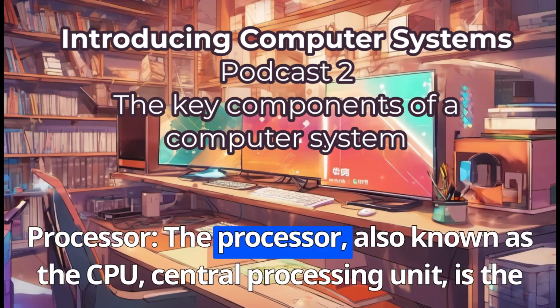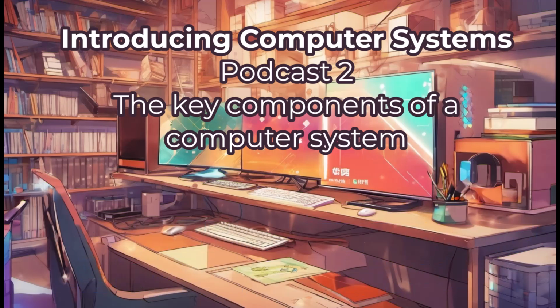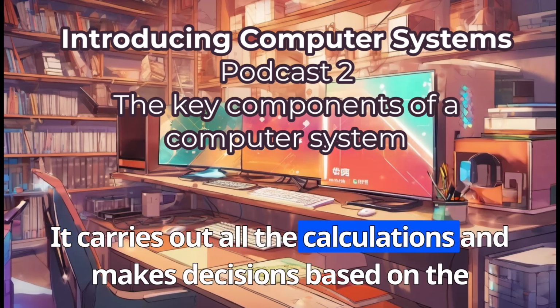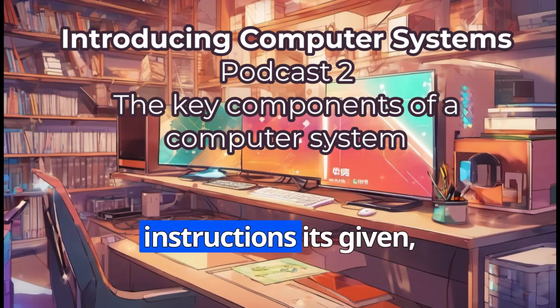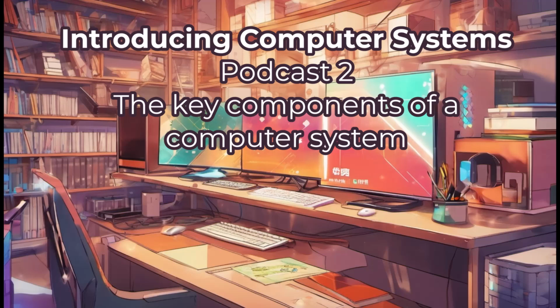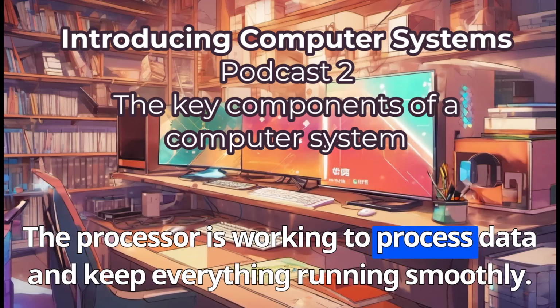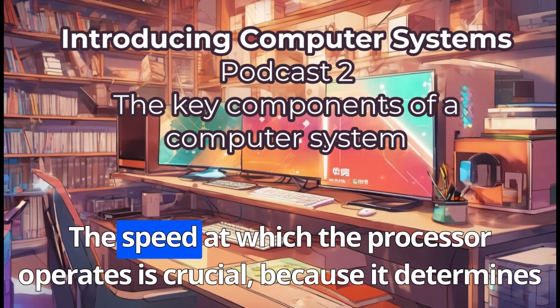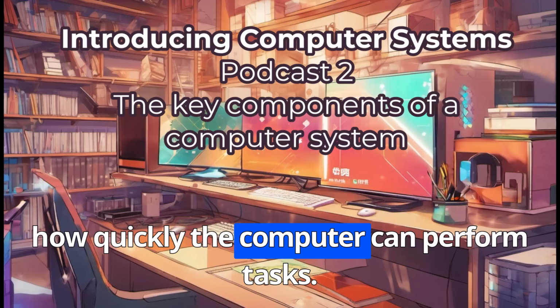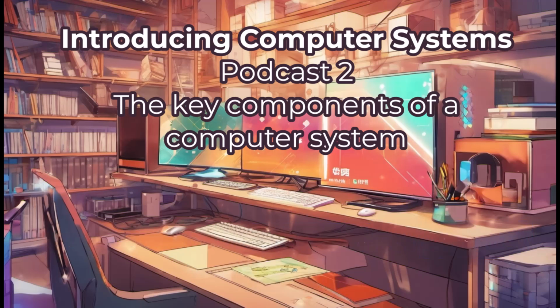Processor: the processor, also known as the CPU, Central Processing Unit, is the brain of the computer. It carries out all the calculations and makes decisions based on the instructions it's given. Whether you're opening a program, playing a game, or simply typing a letter, the processor is working to process data and keep everything running smoothly. The speed at which the processor operates is crucial because it determines how quickly the computer can perform tasks.